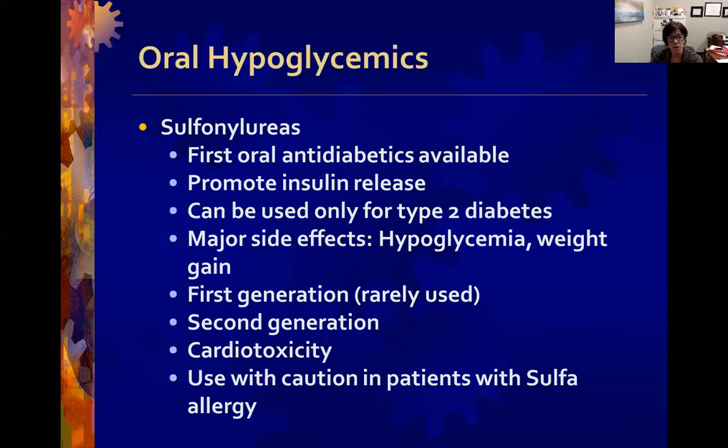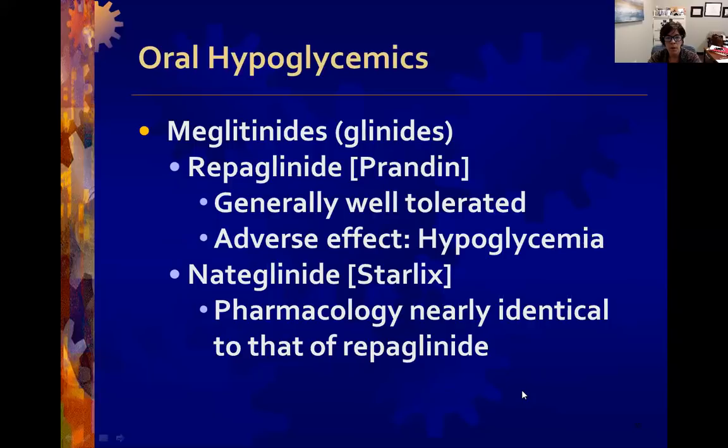So again, sulfonylureas were the first oral diabetic agents available, promote insulin release. Only type 2 would use sulfonylureas, not type 1. Major side effects: weight gain, hypoglycemia. So most type 2s are coming in with weight issues, and we're going to put them on a med that's going to make them gain weight. Not smart, right? First generation we don't really use anymore. The ones I showed you are second generation. They're having some cardiotoxic events, and it's a sulfonylurea, so if they have a sulfa allergy, this would not be one that you want to use.